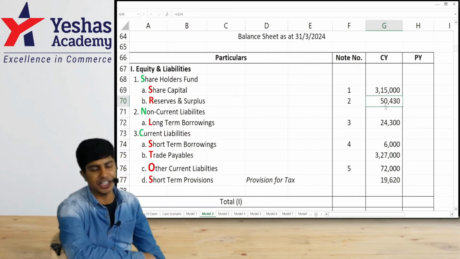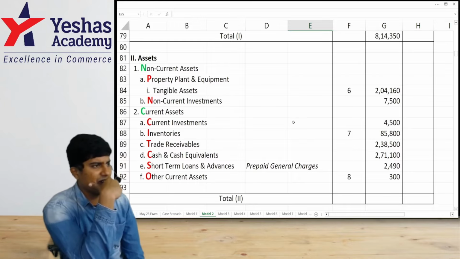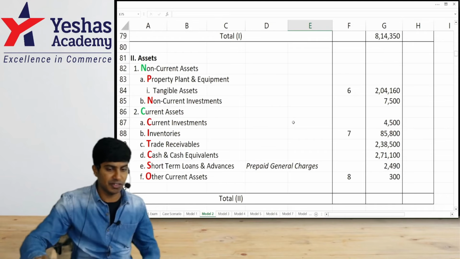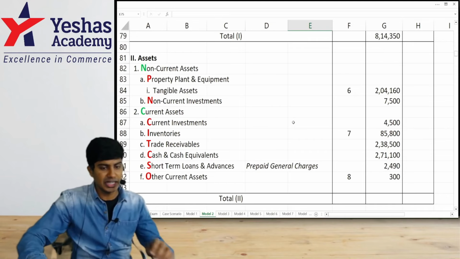8,14,350. Same total as we found on the asset side of the balance sheet. Check it out. Do we get 8,14,350? Yes, we get 8,14,350. And that, my friends, is how the balance sheet tallies in question number 2.